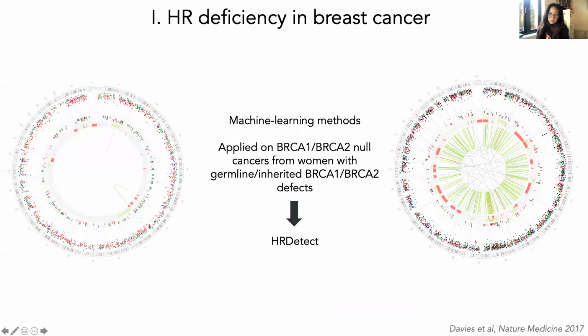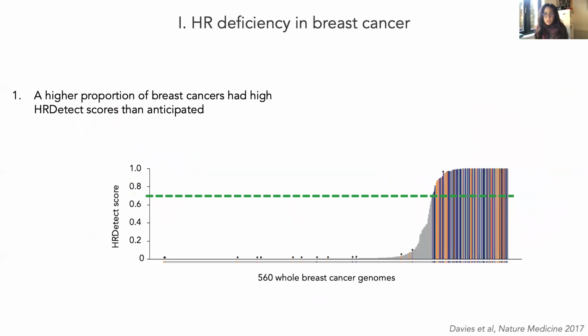So we can apply machine learning methods to pick out these distinguishing signatures and use them to create predictors and to facilitate cancer genome interpretation. So we created something called HRDetect. High scores are associated with BRCAness and low scores not. And when we applied HRDetect to the 560 whole breast cancer genomes that had been sequenced in the past, we found a higher proportion of breast cancers that had high HRDetect scores than anticipated. 22% of the cohort, that is 1 in every 5 breast cancers examined, had a BRCAness phenotype. Not 1 to 5%, 1 in 5 cases.